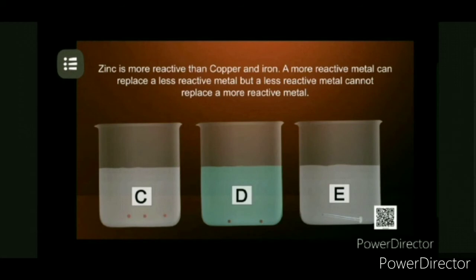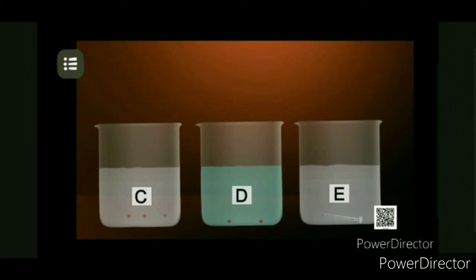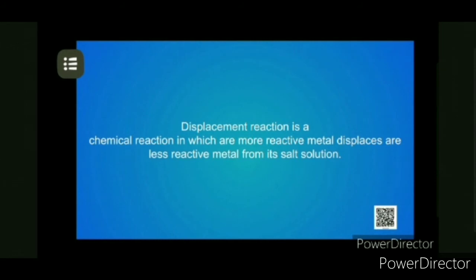Whereas in beaker D, we have iron sulphate solution and copper turnings. As iron is more reactive than copper, copper cannot displace iron from iron sulphate solution. So dear students, a displacement reaction is a chemical reaction in which a more reactive metal displaces a less reactive metal from its salt solution.